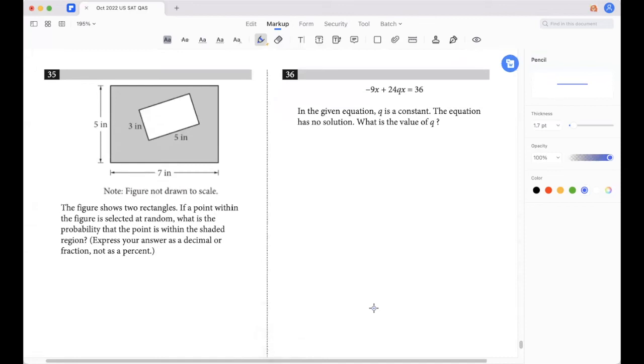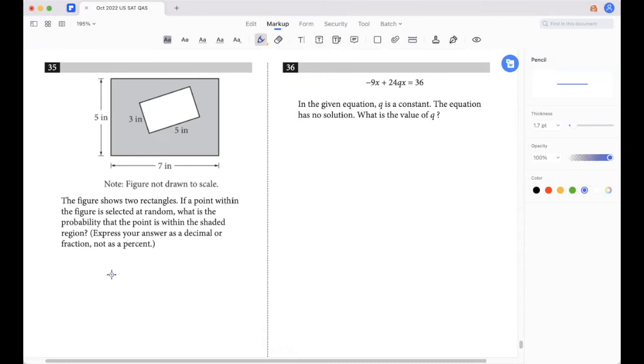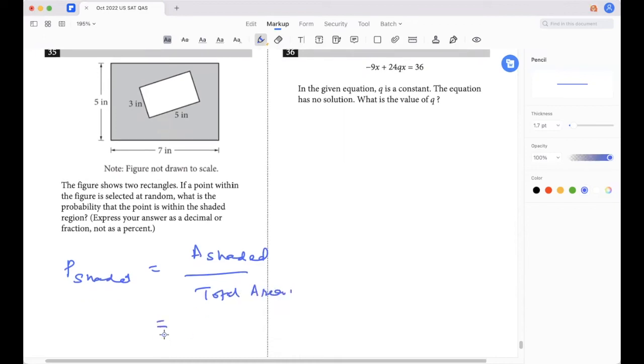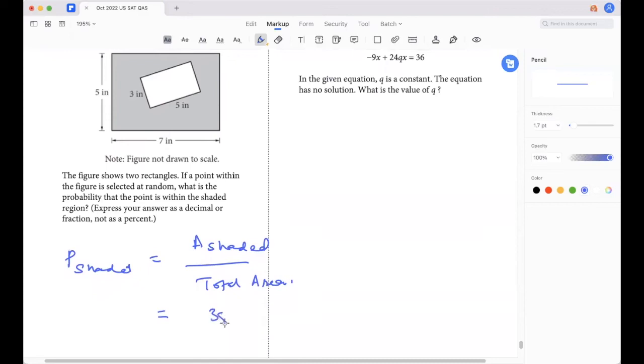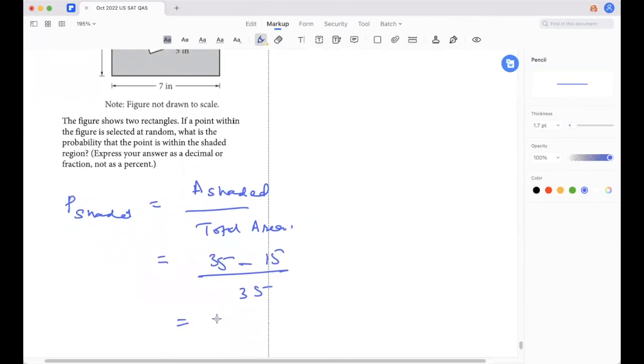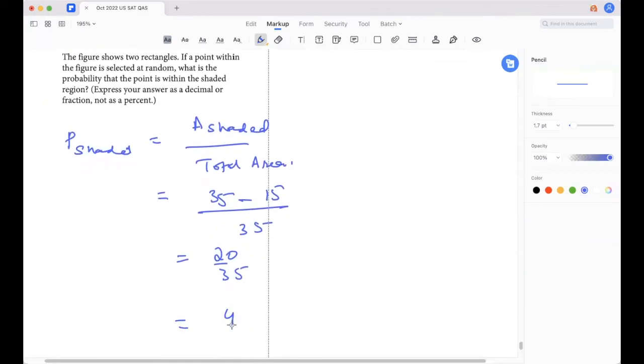The figure shows two rectangles. If a point within the figure is selected at random, what is the probability that the point is within the shaded region? Okay. So probability of shaded region would be area of shaded region divided by total area of the big rectangle, right? So area of the shaded region would be 35 minus 15, and the big rectangle is 35. So 20 by 35, which is 4 by 7.